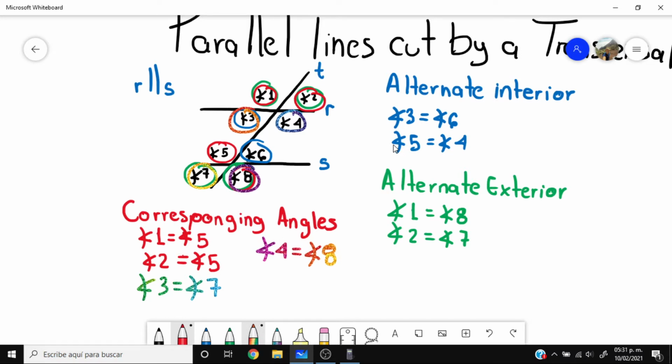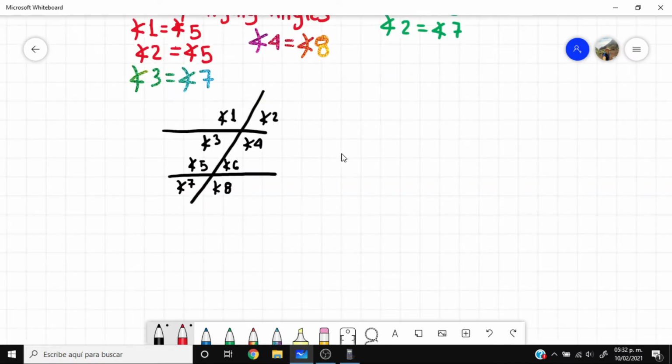So those are the theorems, okay? It's kind of necessary that you memorize them, which ones are alternate interior, which ones are alternate exterior, and the corresponding angles, okay? But I'm going to show you another way to see which angles are going to be the same. So let's go.